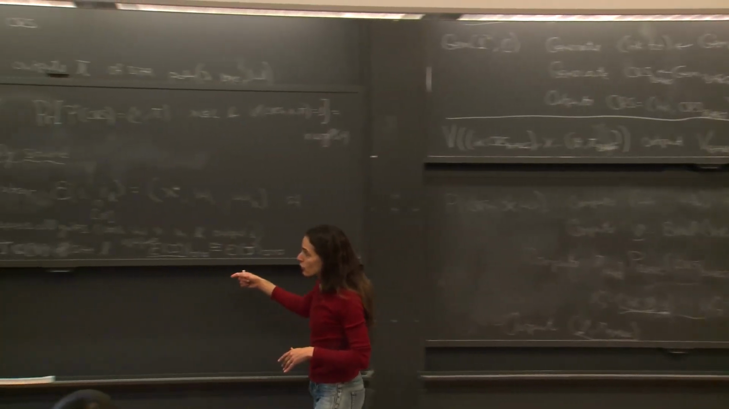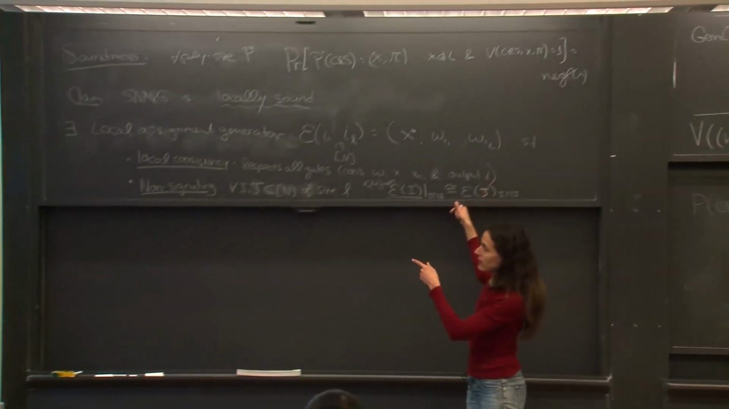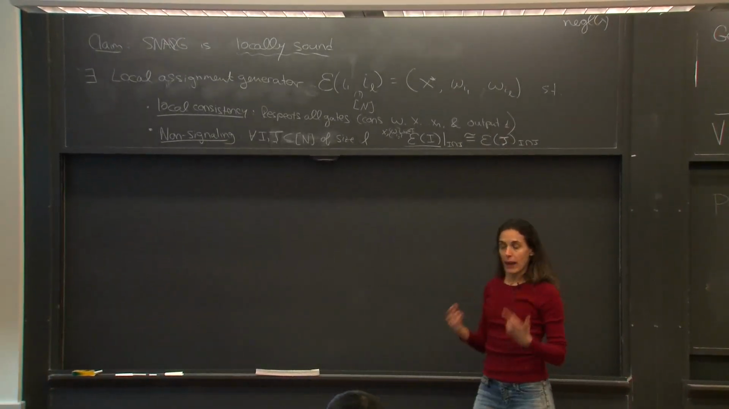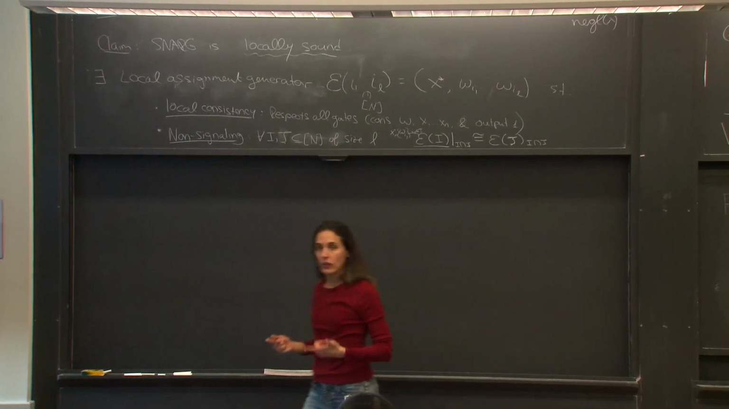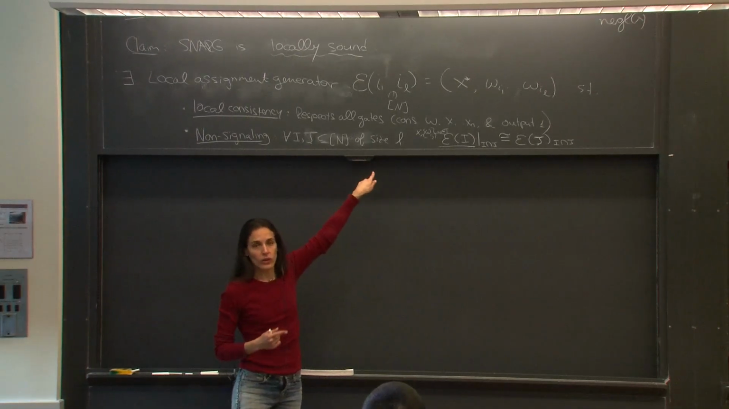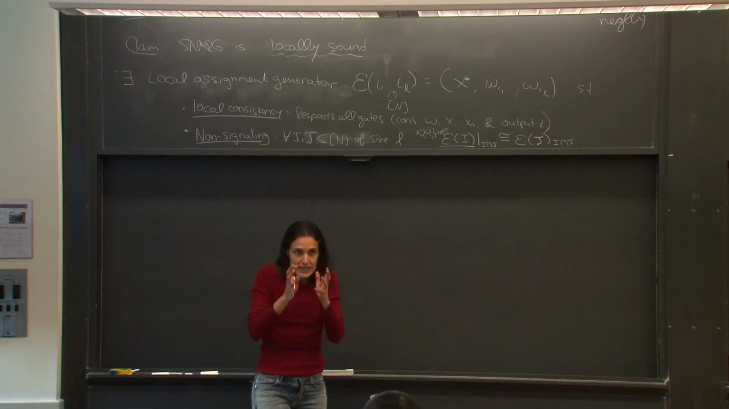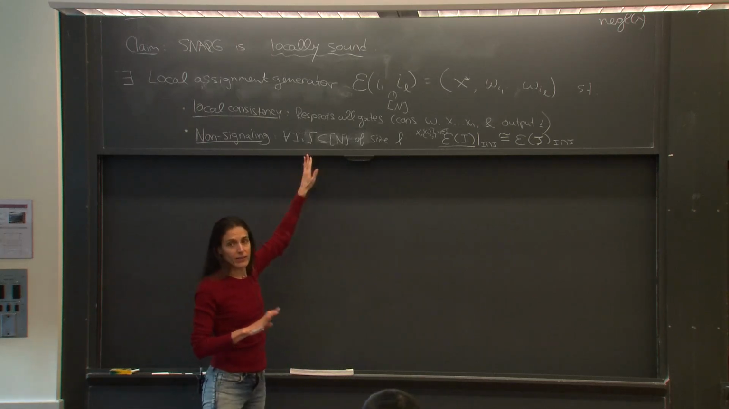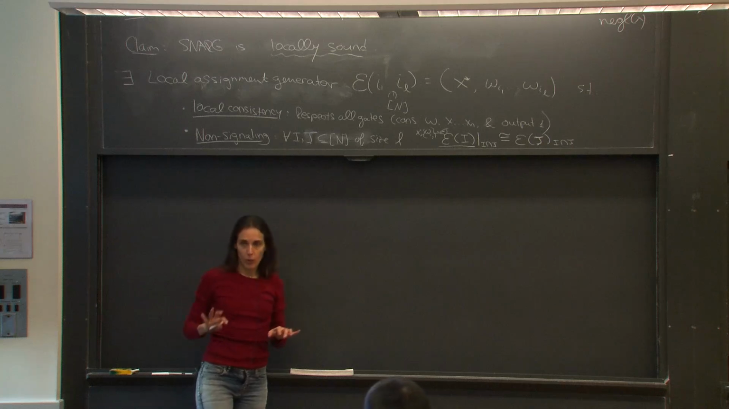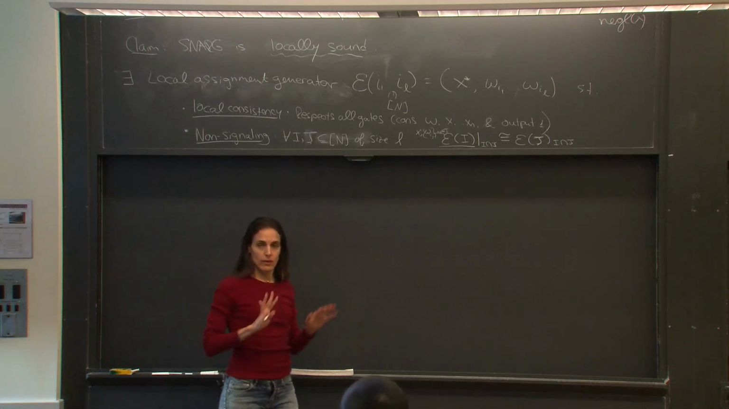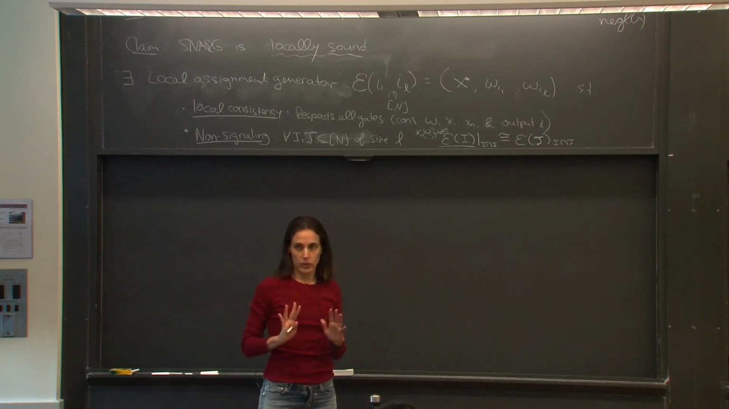So what I'm going to do first is show how, given any P star, we can generate a local assignment generator. We can give a local assignment to all the wires that is consistent and satisfies this non-signaling property. And then we're going to show how to use this local assignment generator to get soundness.